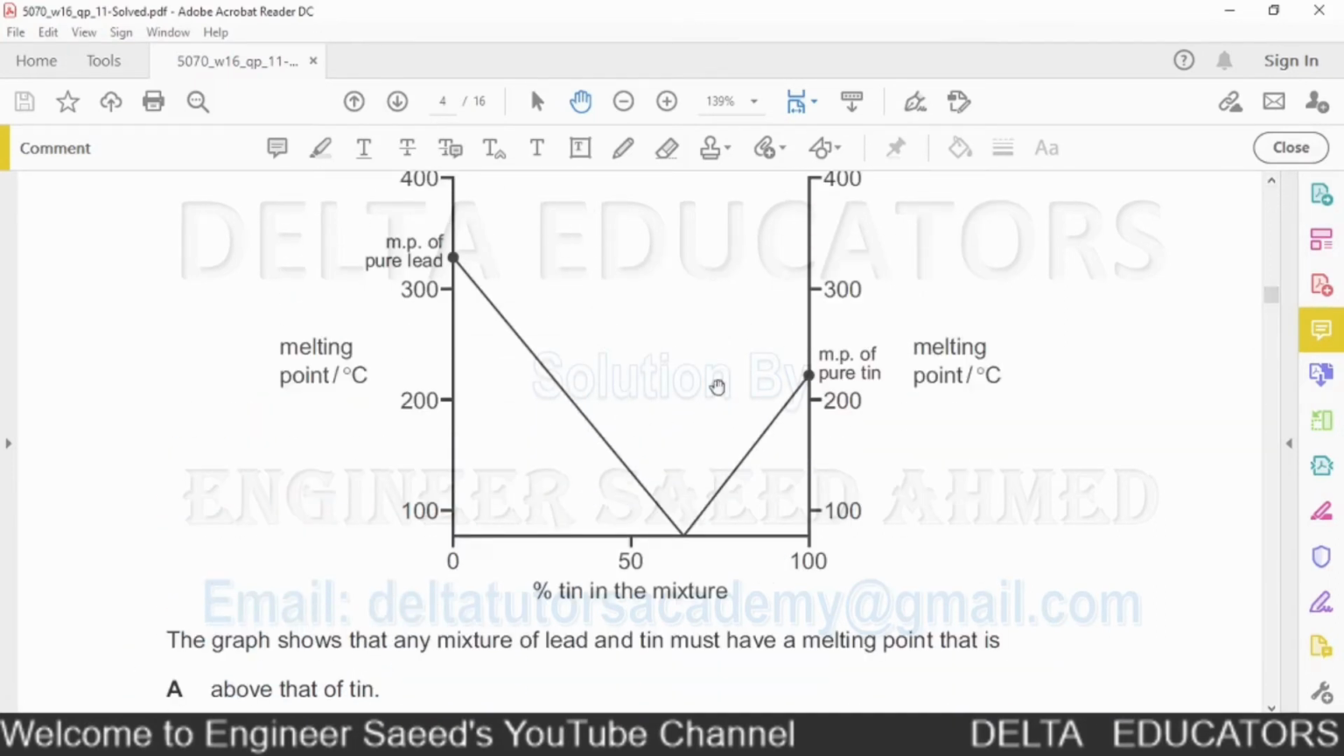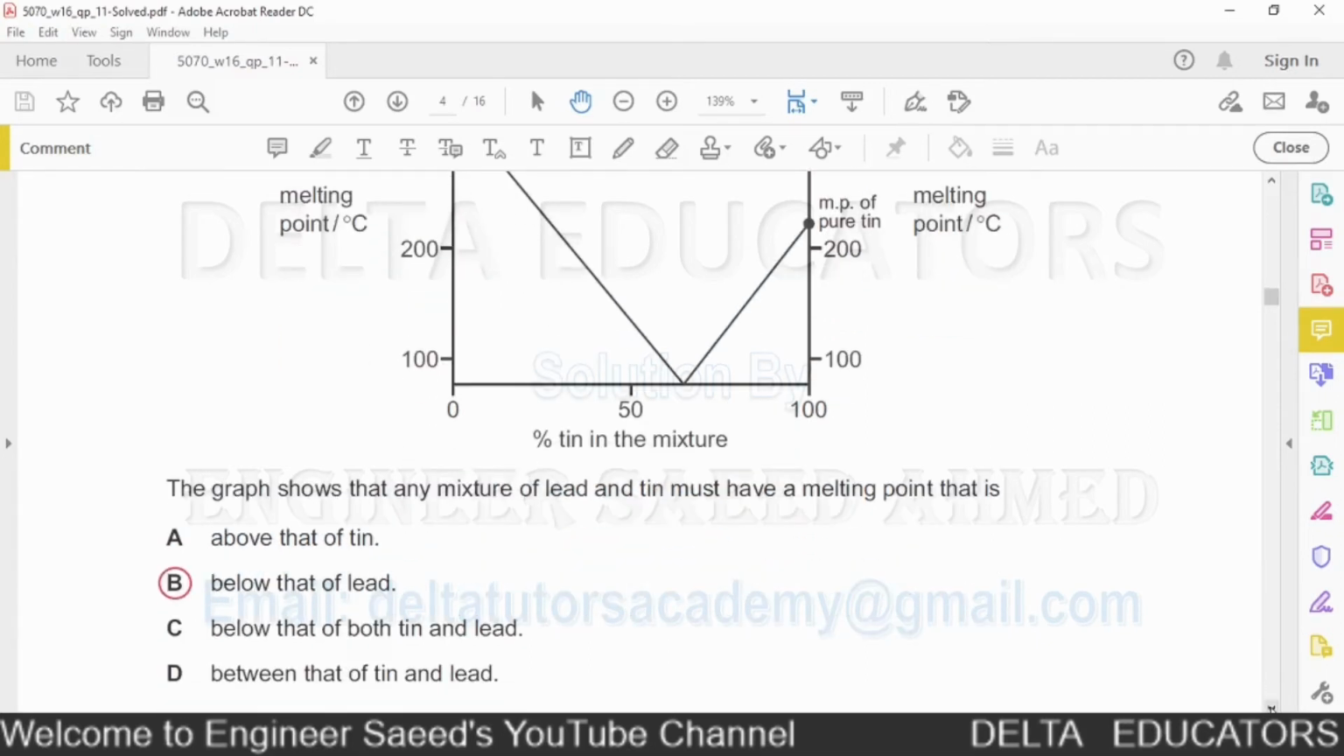Option D, between that of tin and lead. This is the melting point of pure tin. This is the melting point of pure lead. It is given that it is in between the melting point of pure tin and pure lead. Means only this region. So this one is also incorrect, because here the melting point is also present below this region, below this point. So this option D is also incorrect. Correct option, option B, below that of lead.